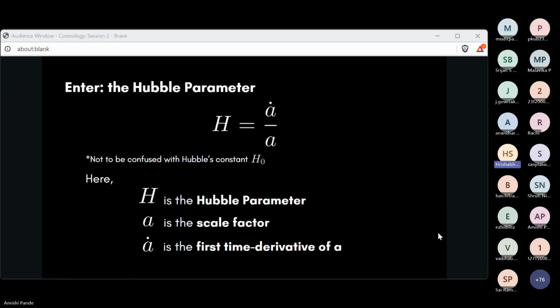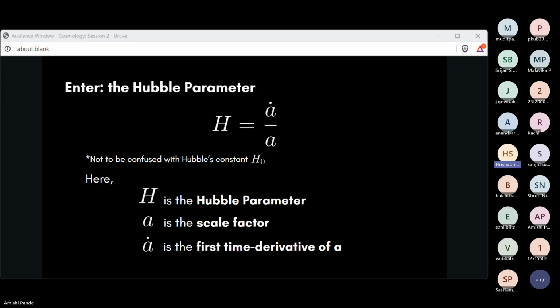Now, since you know that, I want to ask you this question: what do you think Hubble constant is? Is it related to Hubble parameter? Just answer me yes or no. Do you think Hubble constant is anywhere related to Hubble parameter? Okay. So there are people who think yes, and there are people who think no.